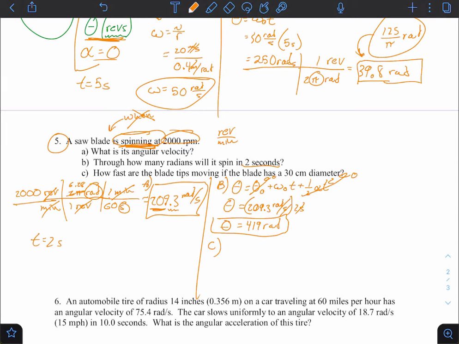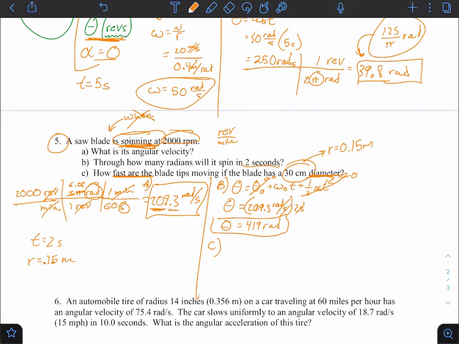C is how fast are the blade tips moving. We are given the radius. Oh, that's diameter. Cut it in half. So the radius equals 0.15 meters. And I'm going to put that over in my list just so I have all of that information in one handy, easy-to-look location.